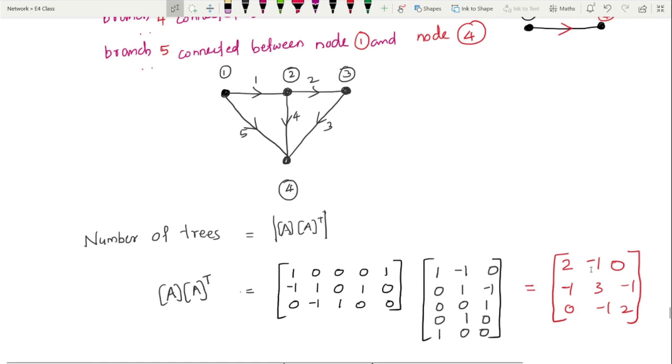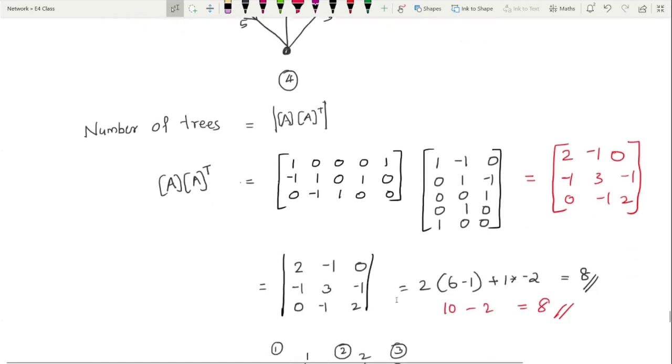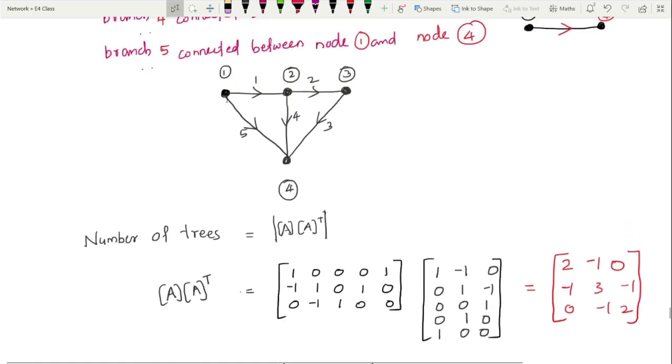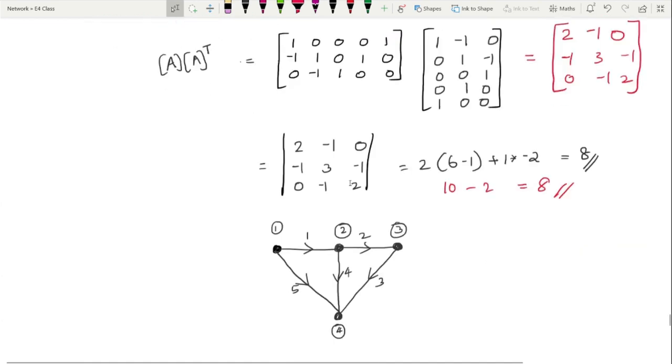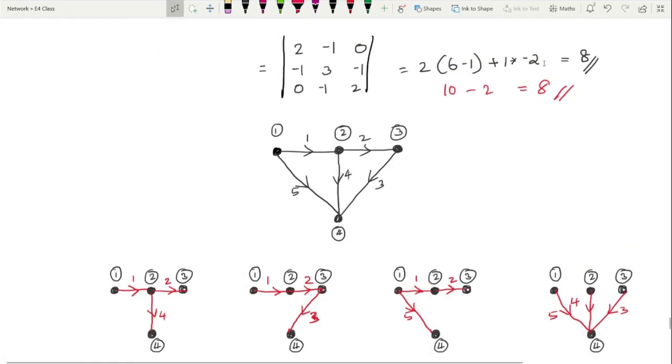Now we need to find out the determinant. The determinant is obtained as 8 (10 minus 2), so 8 will come. That means by means of this graph, it is possible to draw 8 trees. What is a tree? We can travel from one node to every other node through a path without any closed path. So in this oriented graph, it is possible to draw 8 trees.